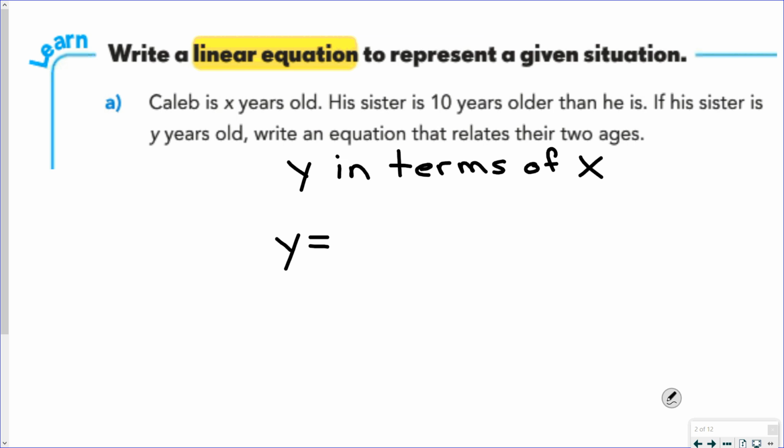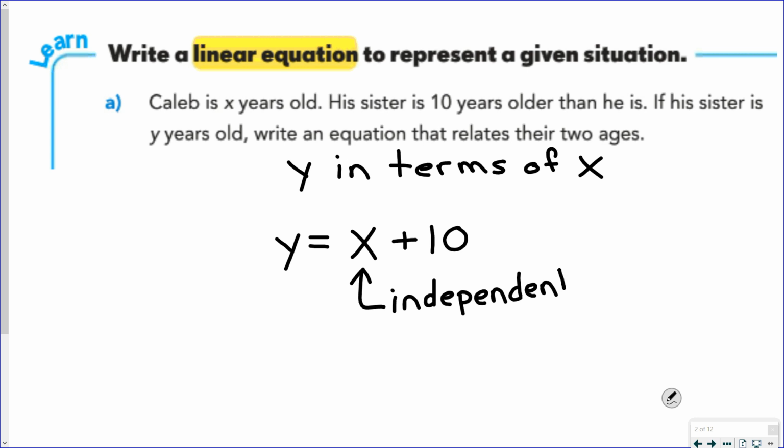So to finish the equation, we know that Y is going to be based off of our variable of X, because Caleb is X years old. And since Y represents his sister's age, and it says that his sister is 10 years older than he is, our equation would be Y equals X plus 10, because to get his sister's age, you must add 10 years to Caleb's. So X in this situation would be our independent variable. And it's our independent variable because we can make X whatever we want. If we want Caleb to be 2 years old, he's going to be 2 years old. If we want Caleb to be 20, he will be 20 years old.